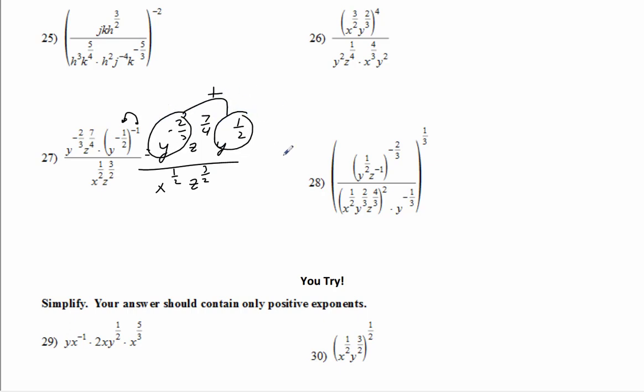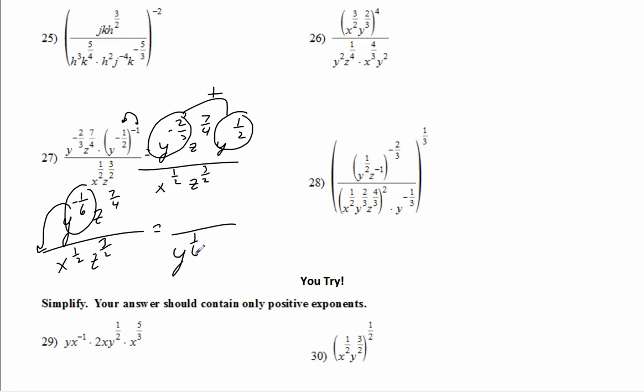So let's do that using a calculator. Okay, when I do the negative 2/3 plus the 1/2, I get negative 1/6. Again, your calculator will do that for you. And then what do I know? I know that's a negative, so I got to move that to the bottom. So that's y to the 1/6 on the bottom. My x's are also on the bottom as well because I don't have any more x's to deal with.